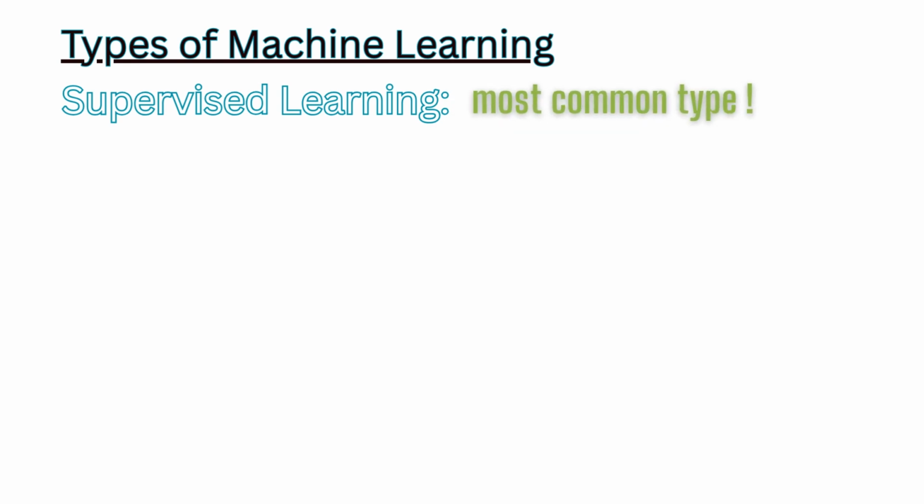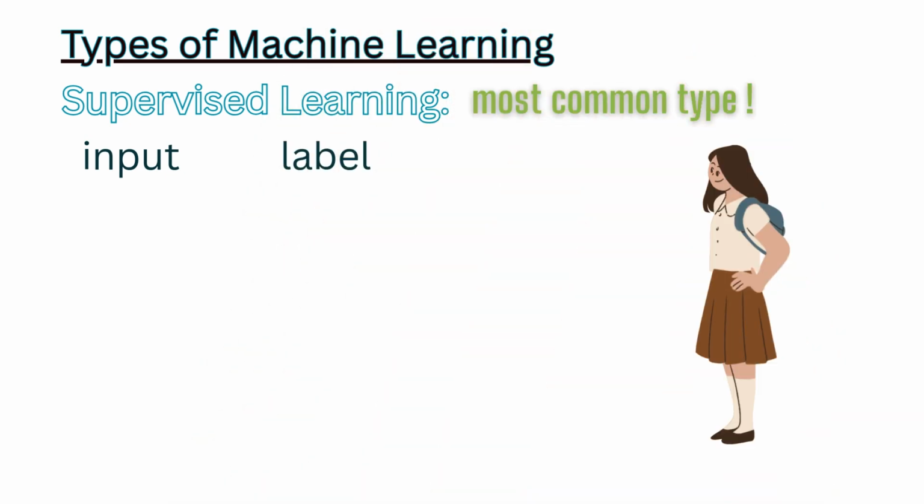Supervised learning is the most common type of machine learning. It's called supervised because the model learns from labeled data, where each input comes with a known output. Imagine you're teaching a student using flashcards. One side has a problem, the other side has the answer. The student sees both and gradually learns the pattern. That's what supervised learning is like.